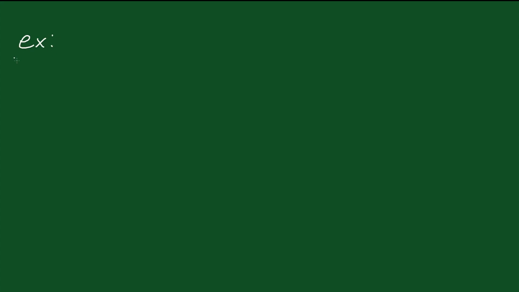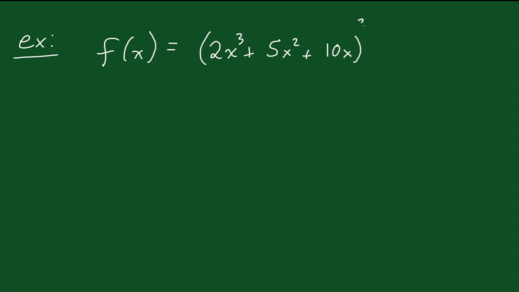I'll do one more example. Let's say we have f of x is equal to 2x cubed plus 5x squared plus 10x to the exponent 3 multiplied by 4x squared minus 2. And again, if there's nothing between these brackets, we're talking about multiplication, right? So if it's two functions multiplied together like this, we know we have to use the product rule.